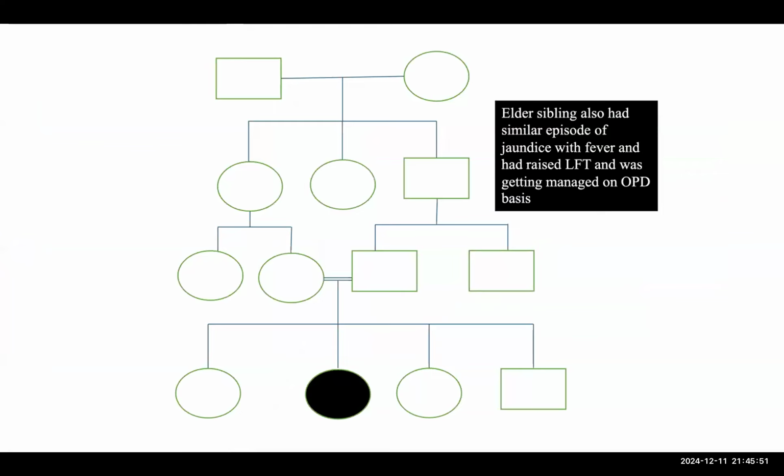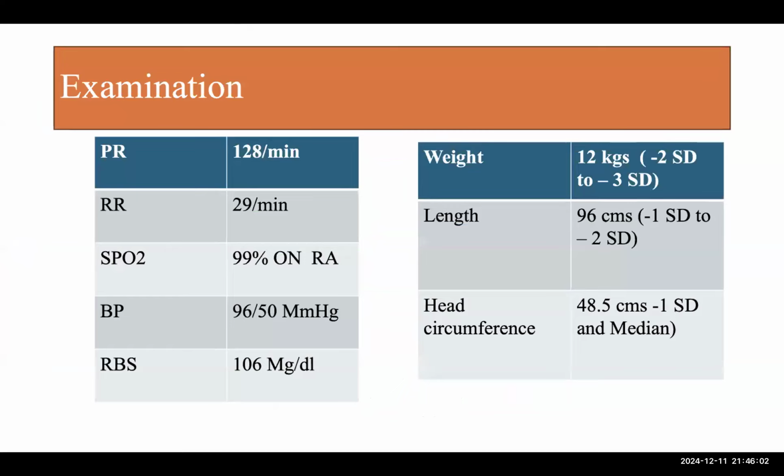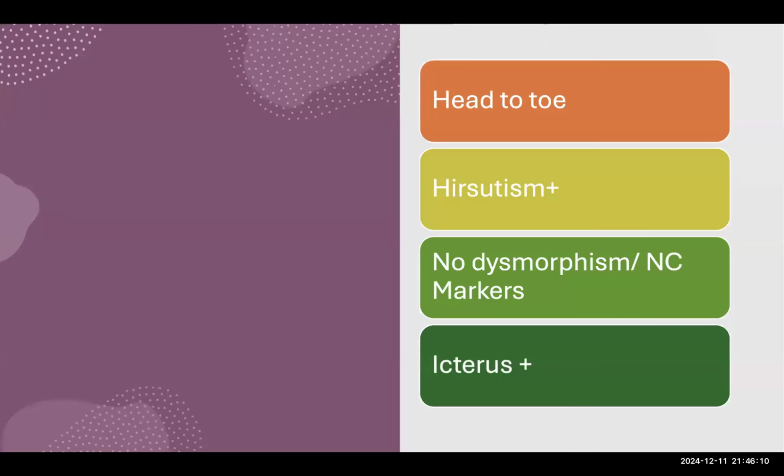During this episode of jaundice with fever, her elder sibling also had a similar episode of jaundice with fever with raised LFTs, and was managed on OPD basis. On examination, vitals-wise the child was stable, and weight was -2 to -3 standard deviation. Length and head circumference were within normal limits. Head to toe, icterus was present.